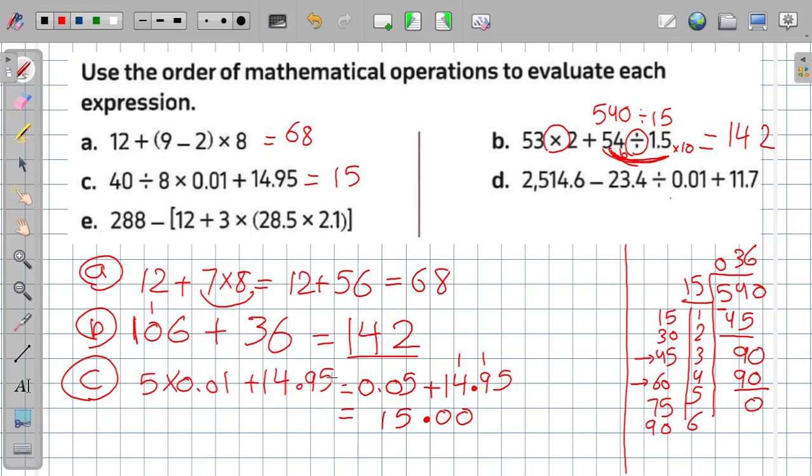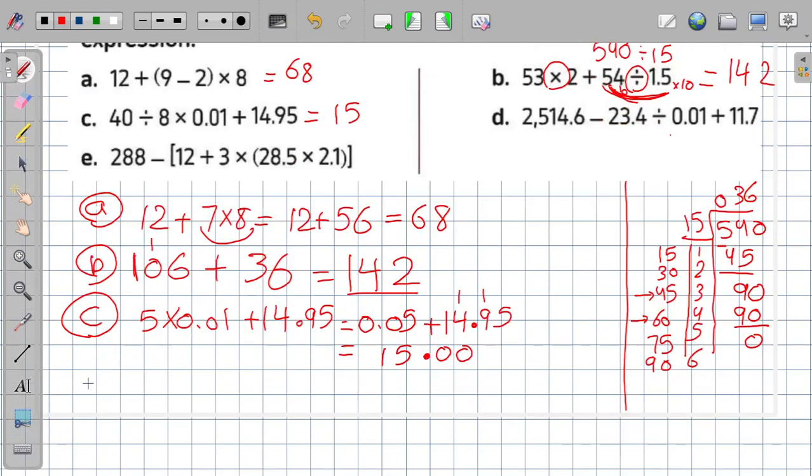Next, I have 2514.6 minus 23.4 divided by 0.01 plus 11.7. So I have subtraction operation, division operation, and addition operation. So first I will do the division operation.